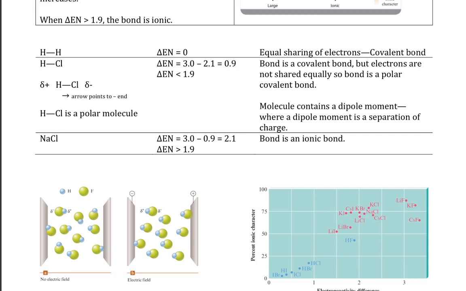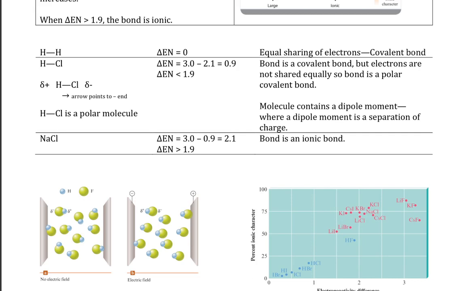We'll see that term come up again in this chapter, where a dipole moment is a separation of charge, like a partial plus end and a partial minus end. If we look at NaCl, look up their values, we have chlorine from above, 3.0, Na 0.9, so we do 3.0 minus 0.9, we get delta EN to be 2.1. It's greater than 1.9, so we would say that bond is an ionic bond, the compound is an ionic compound.